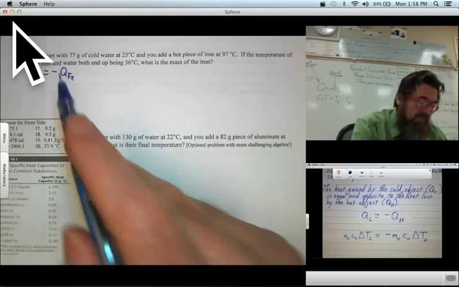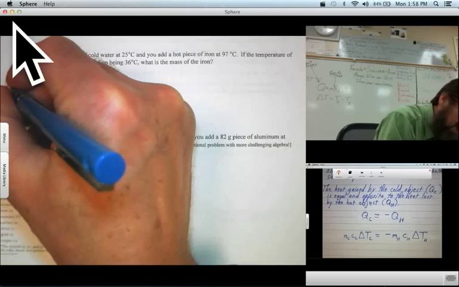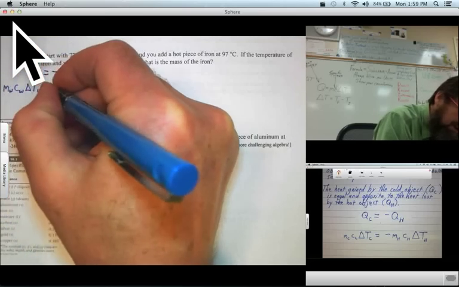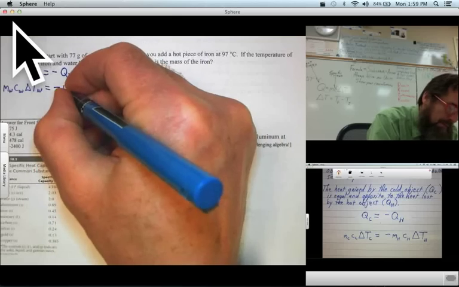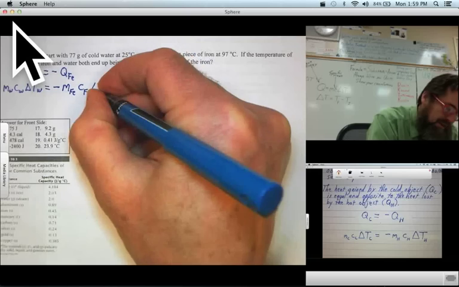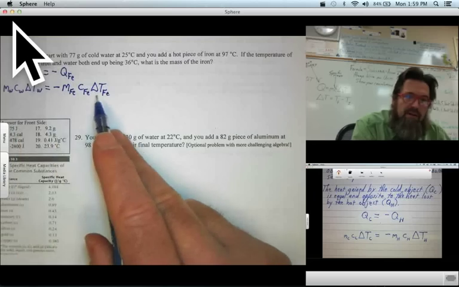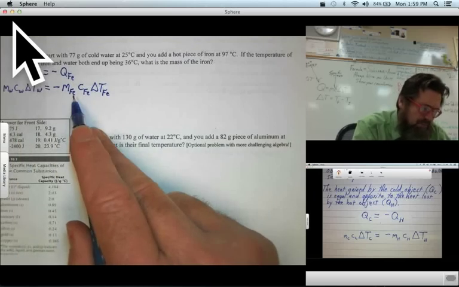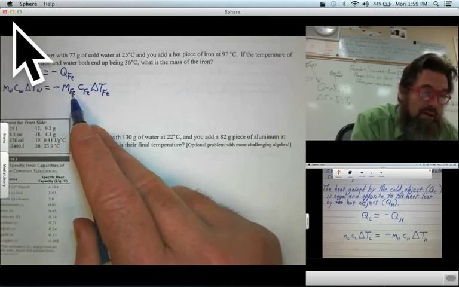Q equals mc delta T. So let's expand this equation. Mass of the water, C of the water, delta T of the water equals minus 1 times mass of the iron, C of the iron, delta T of the iron. There we go. So we've got the 6 variables, and presumably we know everything but the mass of the iron. The question asks, what's the mass of the iron? So let's solve for the mass of the iron.